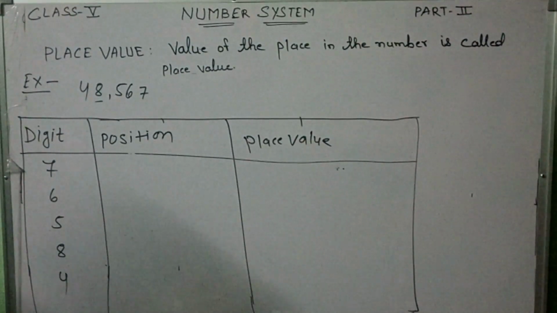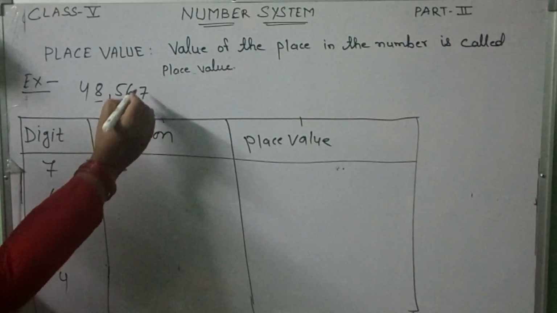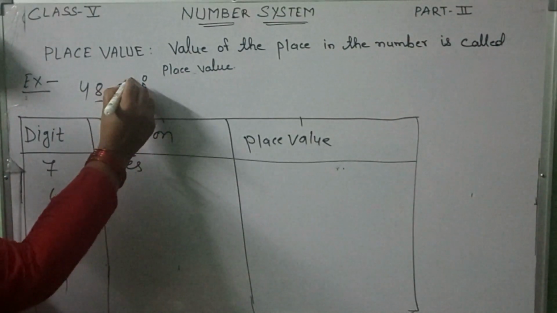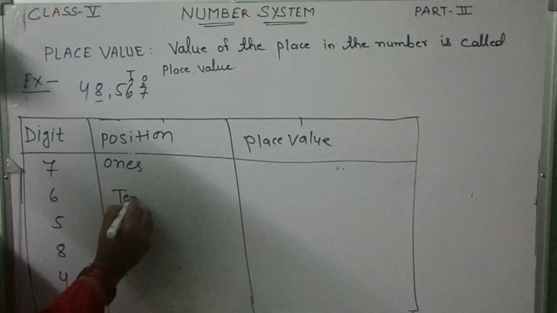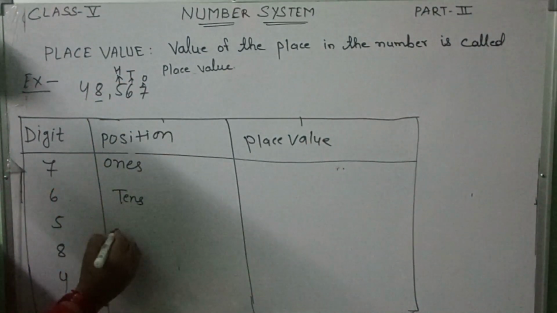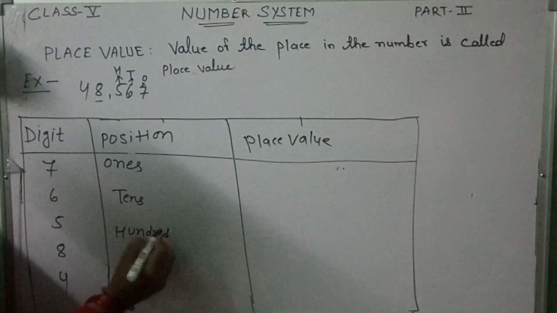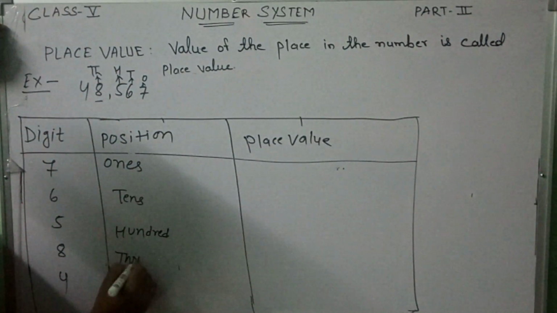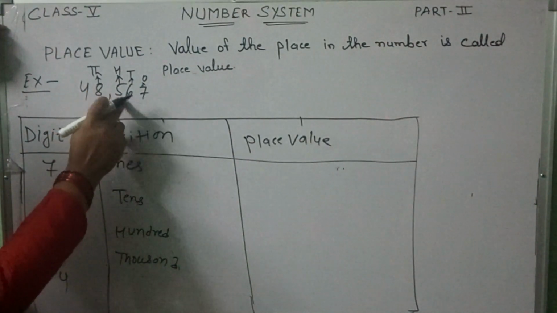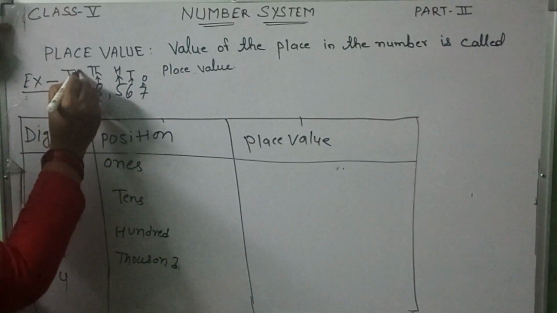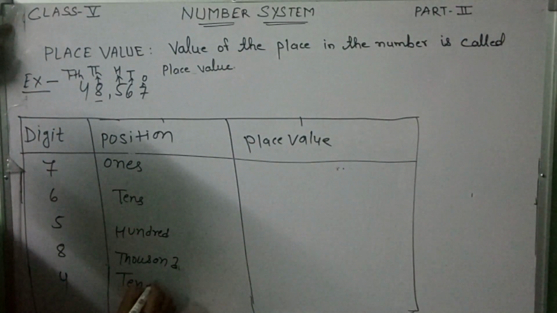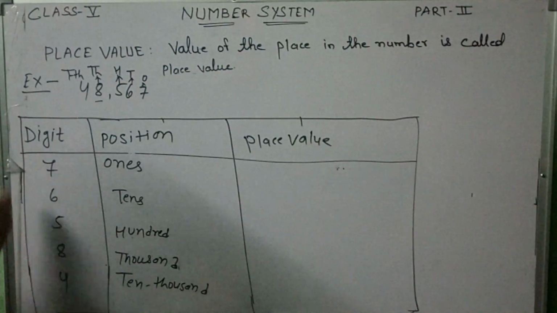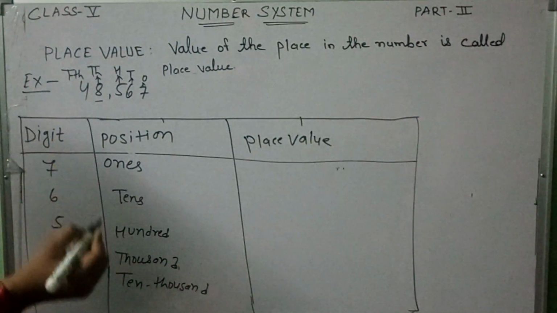Now we will read the number. 7 is in the ones position. 6 is tens. 5 is hundreds. 8 is thousands. And 4 is ten thousands. In the first column we write the digit, in the second we write the position, and now we will write the place value.